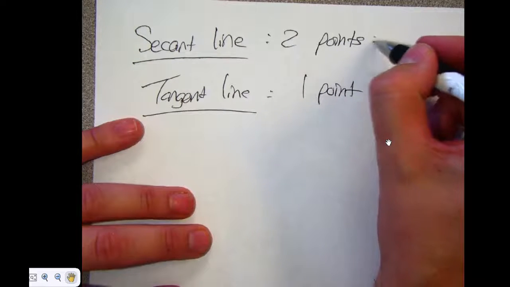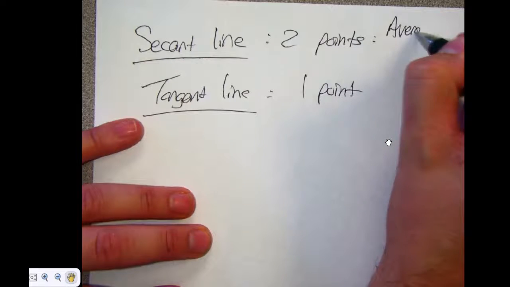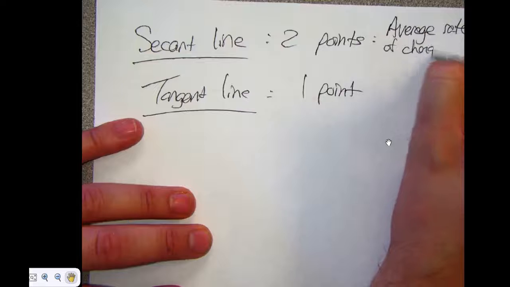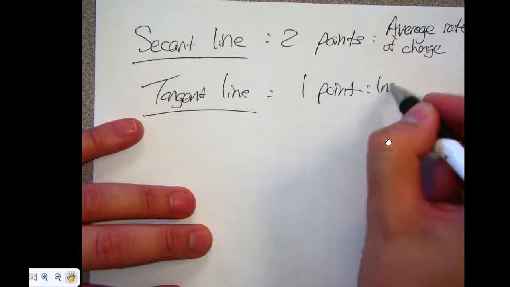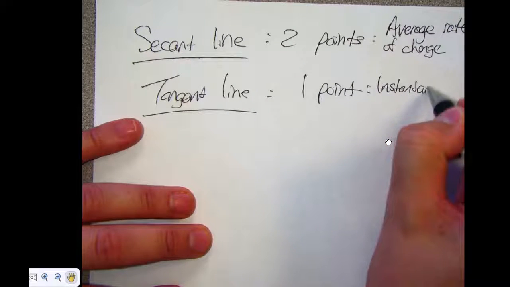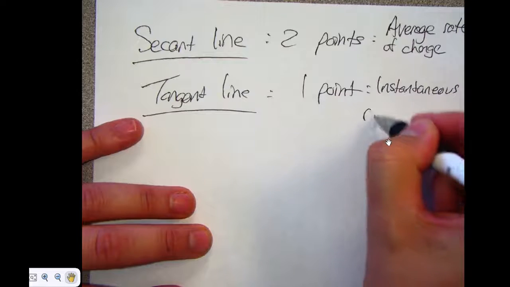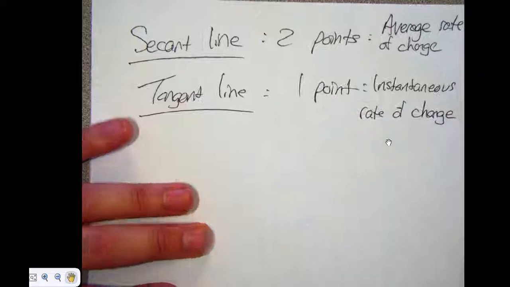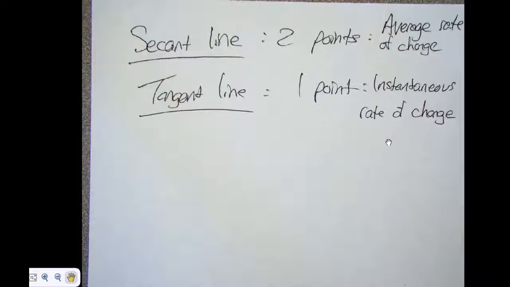Secant line is also average rate of change. The tangent line is instantaneous rate of change. So we're gonna do both. The goal of calculus is tangent lines, but the course introduces you to that through secant lines with 2 points, then putting the points closer and closer together.